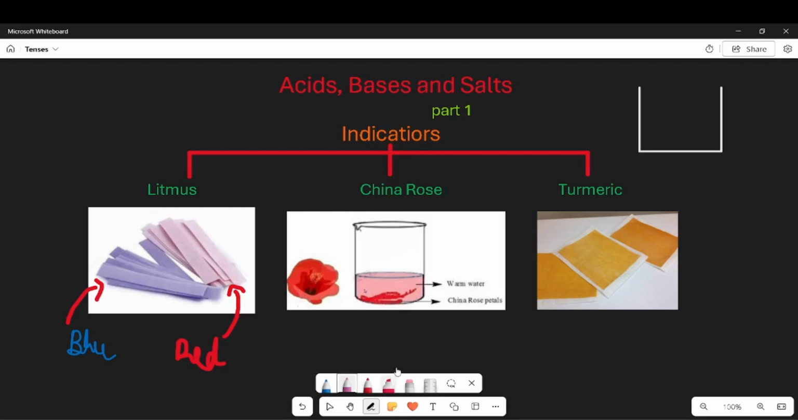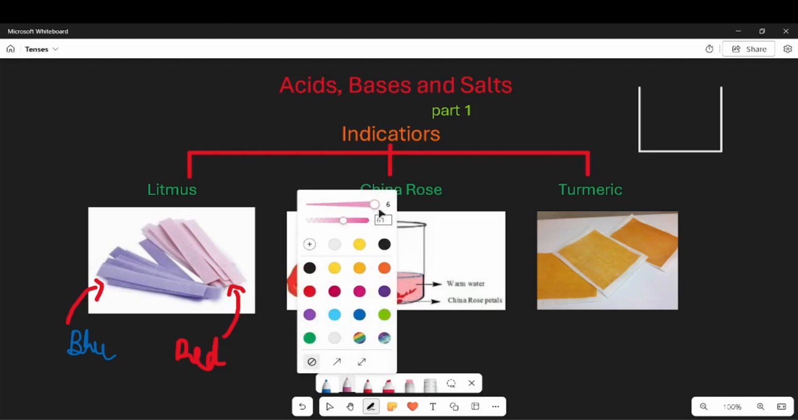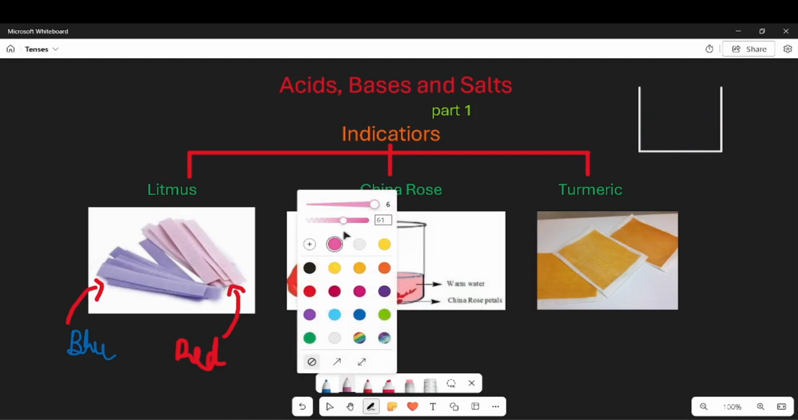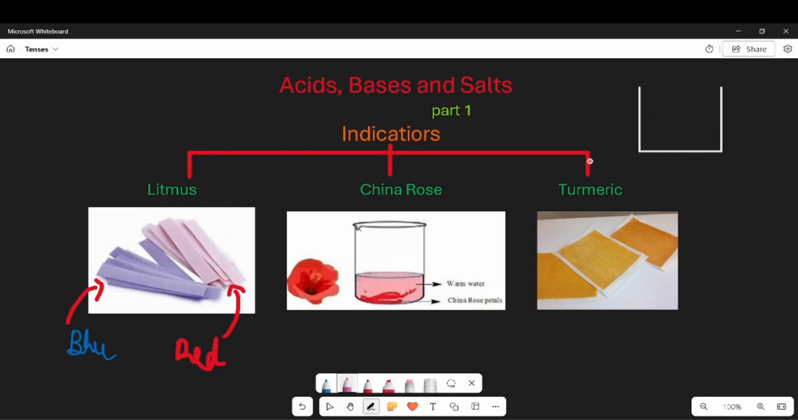Good. So now this pink, this is not good pink at all. I need it a little bit brighter. Yes, this is good. So if we say that this is our China rose indicator, which is pink, then now what happens if we put an acid inside this?